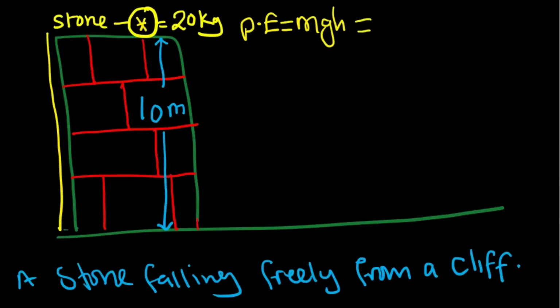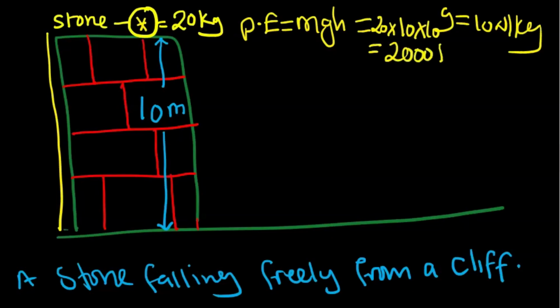And in calculating the potential energy, let us take our g to be 10 Newton per kg. What is the potential energy of the stone there on top? And bear in mind that the height of the cliff is 10 meters. So the potential energy is going to be 20 multiplied by 10 multiplied by 10. And in this case, the energy there is 2000 joules. So all the energy is in the form of potential energy, and on top there, the potential energy is 2000 joules.